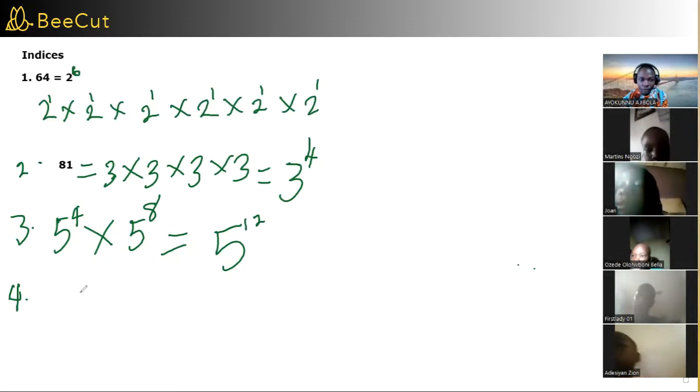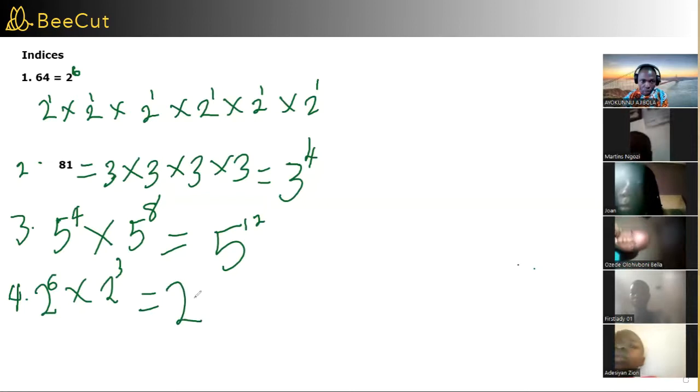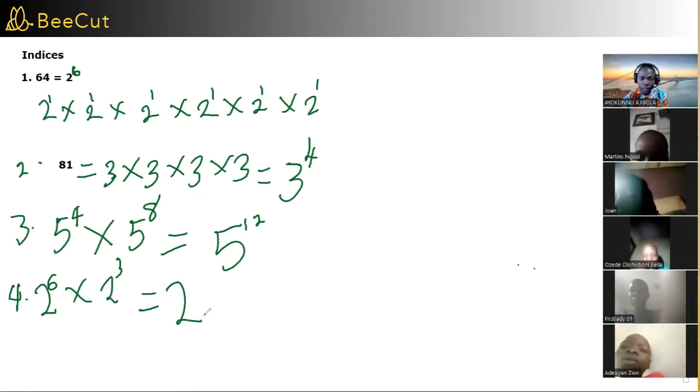2 raised to power 6 times 2 raised to power 3. Is that correct? 2 raised to power 6 times 2 raised to power what? 3. What do you think that should be? That should be 2 raised to power 6 plus 3. And that will be what? 2 raised to power 9. Yes. Is that clear now?